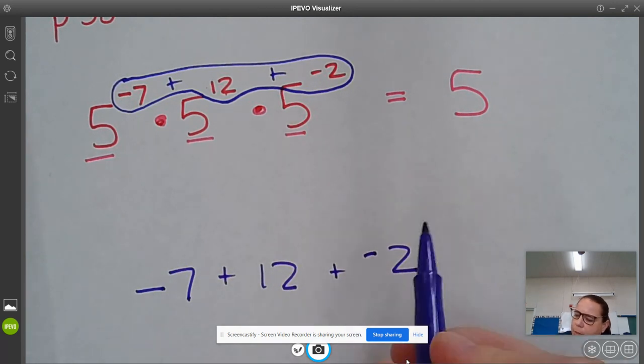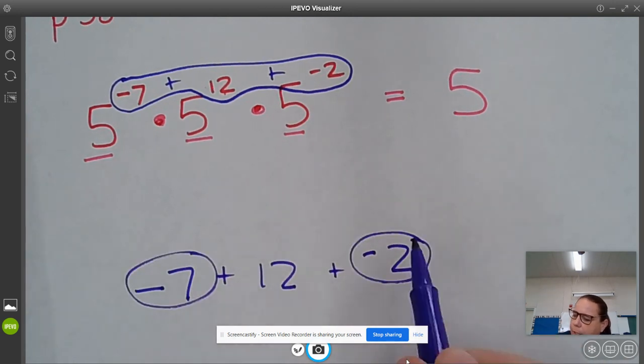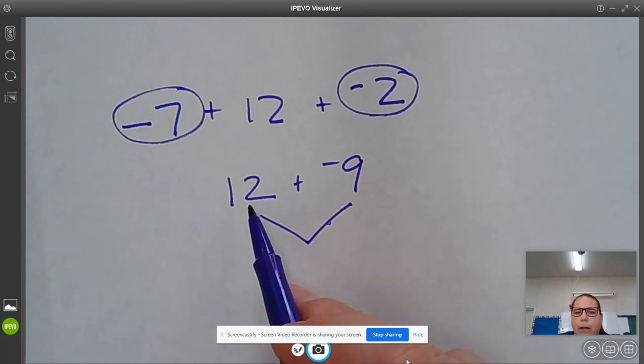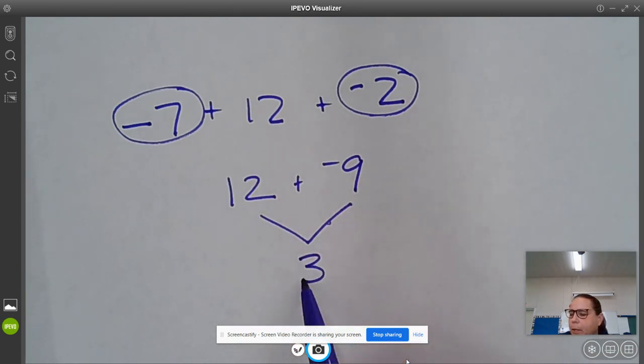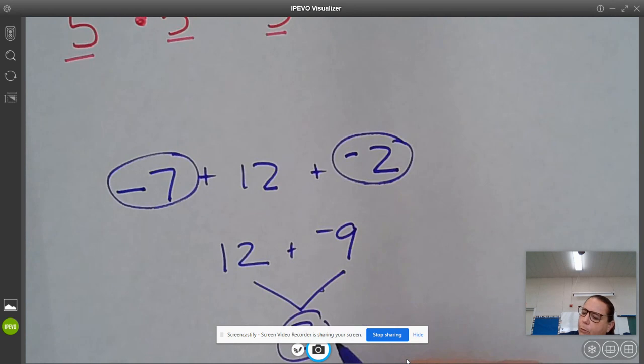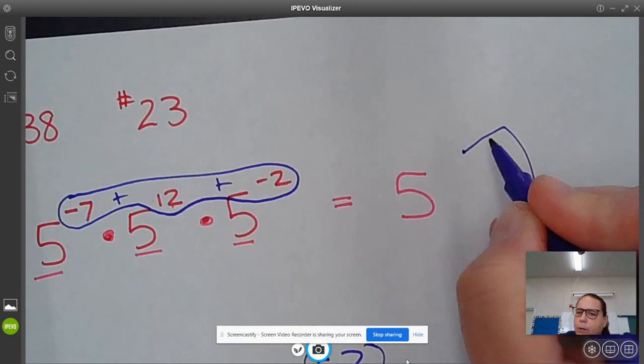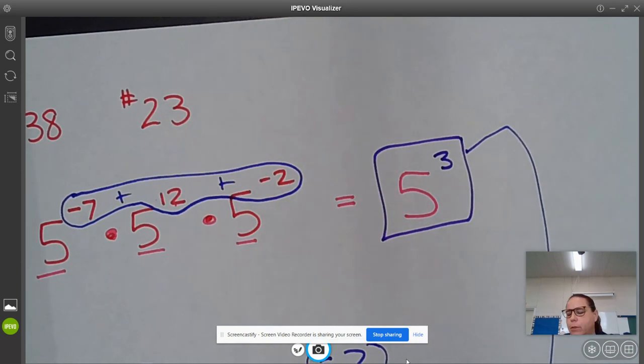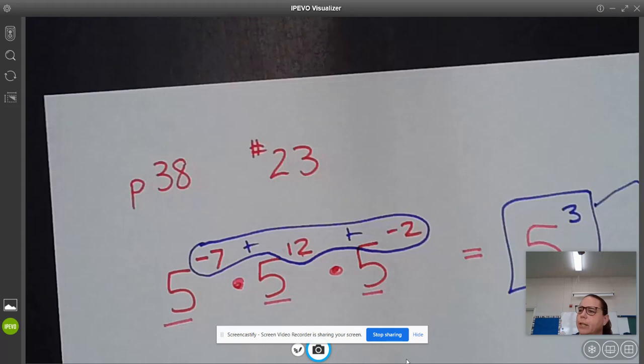So we have seven negatives and 2 negatives, and we can combine those to 12 plus -9. These are going to cancel out, so there are 12 positives and 9 negatives. So that is a +3, and that is what goes up here in our answer. So this would have been 5 to the third. All right, so that was page 38, number 23.